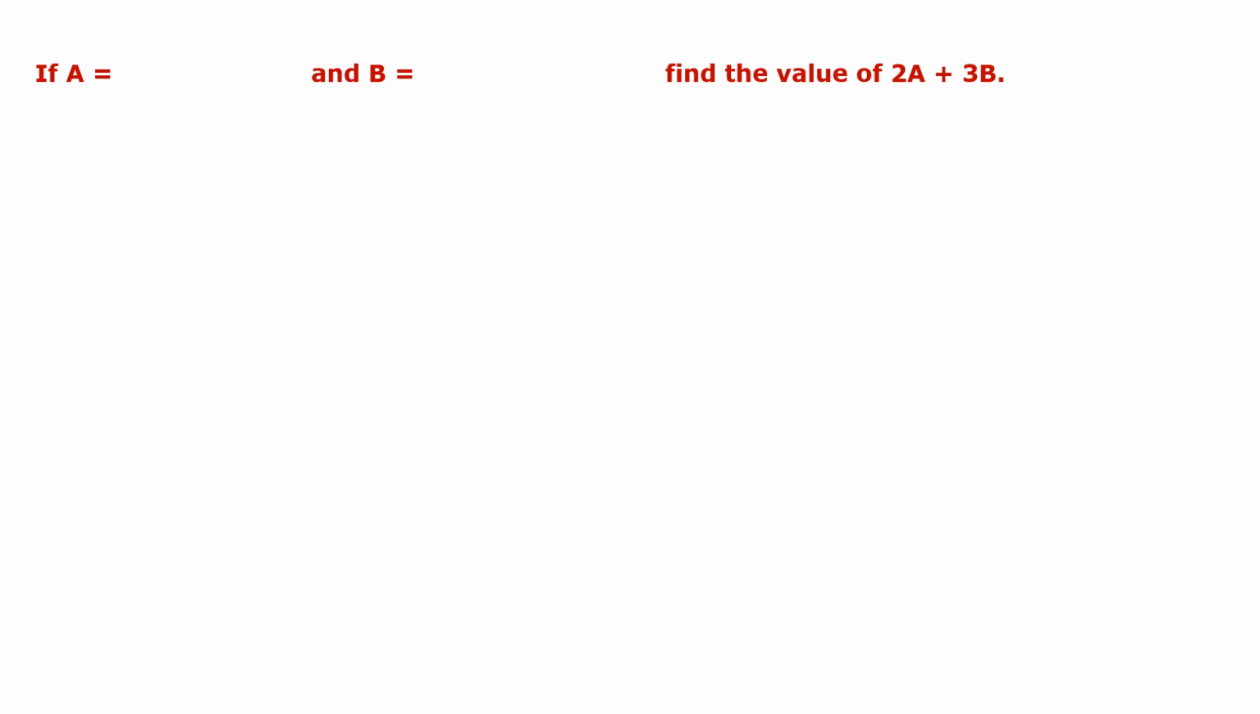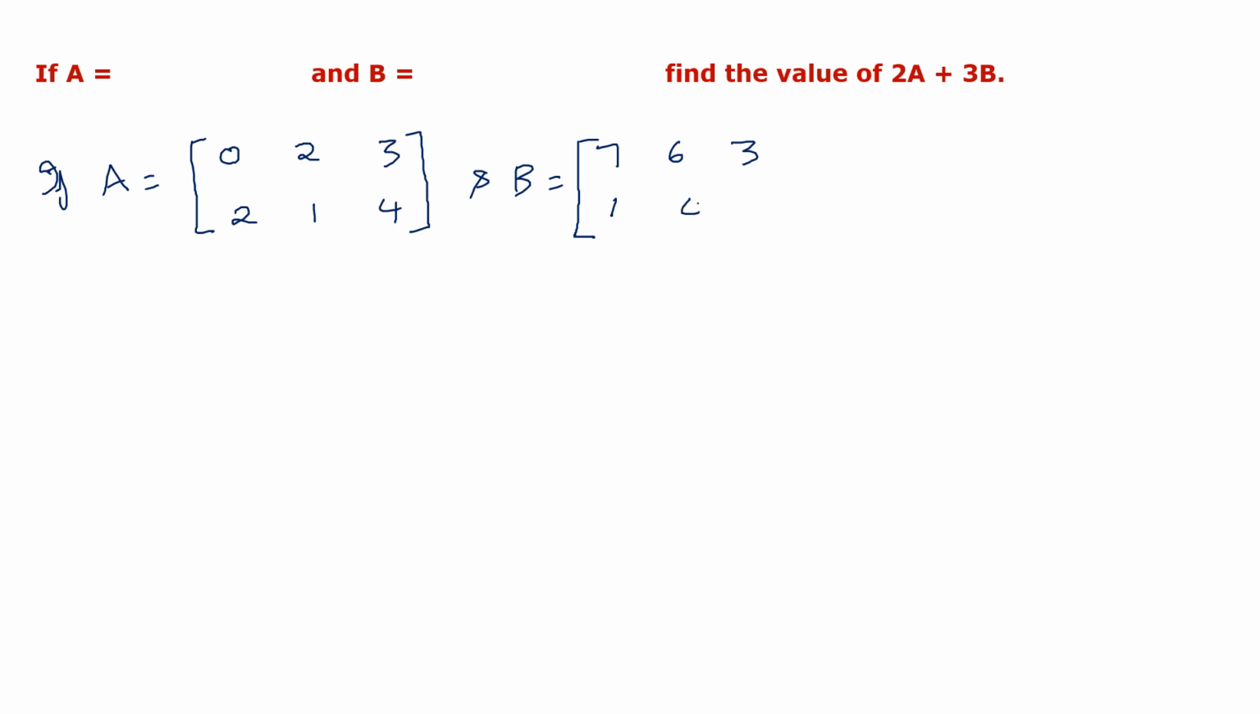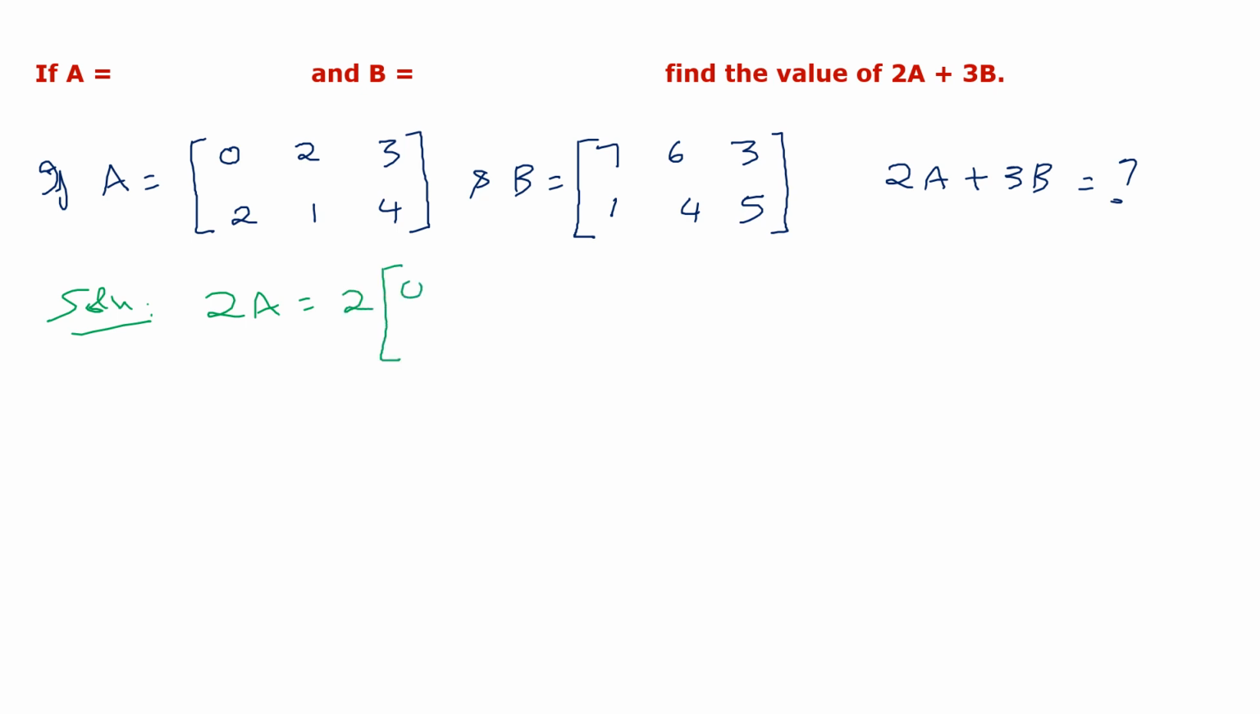Here, if A is equal to, this is a question what I am writing, 0, 2, 3, 2, 1, 4. This is matrix A, and matrix B is 7, 6, 3, 1, 4, 5. You are asked to calculate 2A plus 3B. How much is 2A plus 3B? Okay. So first one is a scalar multiplication only, first step. So how to solve this? First you find 2A, that is 2 into 0, 2, 3, 2, 1, 4.